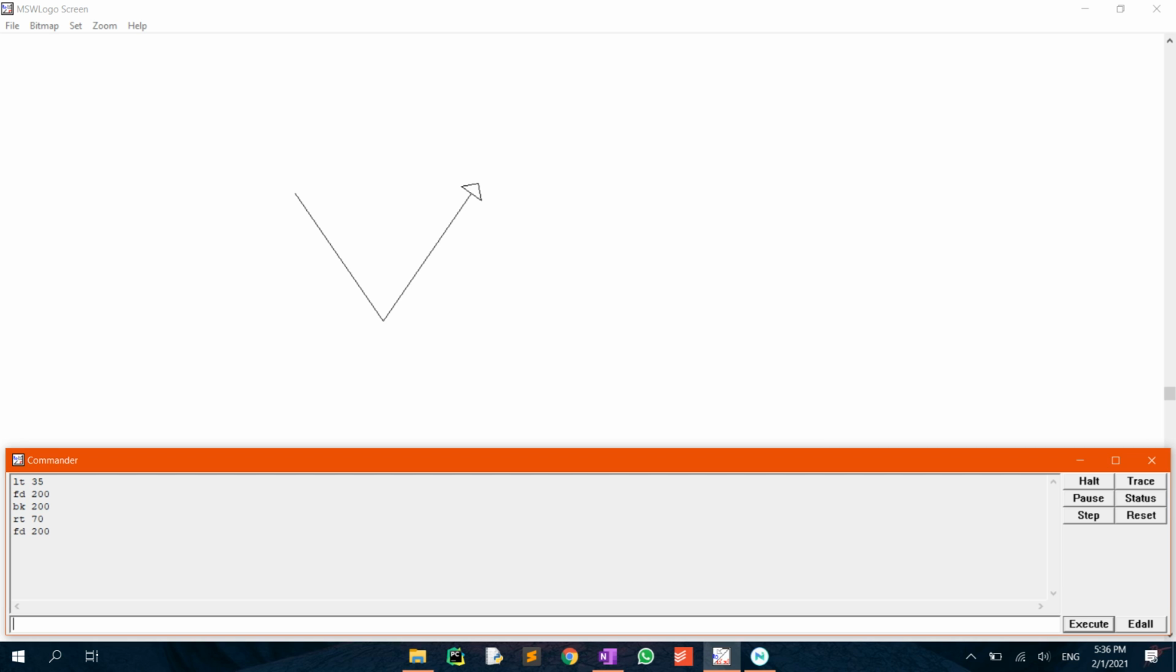To see the full shape, you may want to hide the turtle by using the command HT, which stands for Hide Turtle.